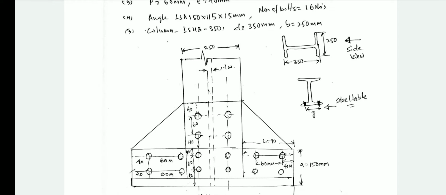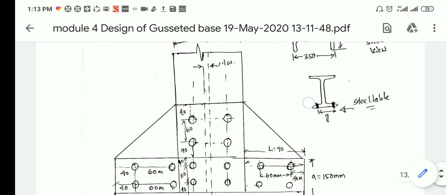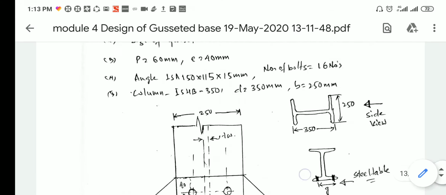So in this video I'll try to explain the side view of the gusseted base problem number 1. If you see problem number 1, we check the number of bolts required for the first problem. The total number we get here, I got 13.4.